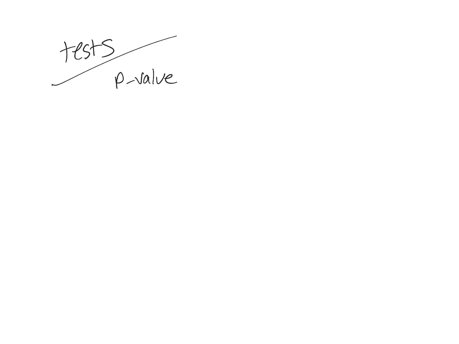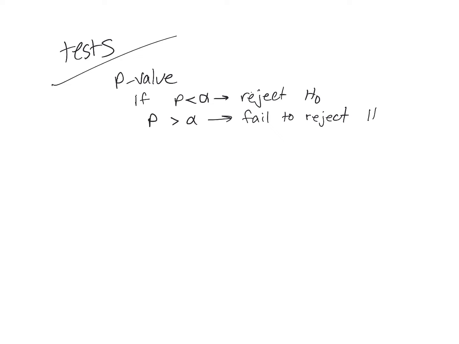Tell me anything you guys remember about p-values. Alpha, and if the p-value is lower than the alpha, then, okay, so if p is less than alpha, we reject H0. If p is greater than alpha, we fail to reject H0. Why? Because it's the likelihood statistically of getting that sample when H0 is true.